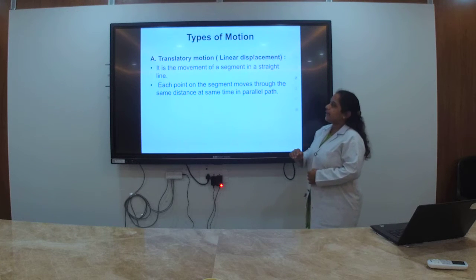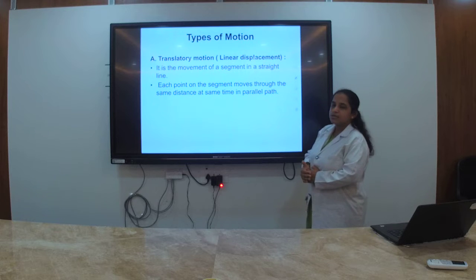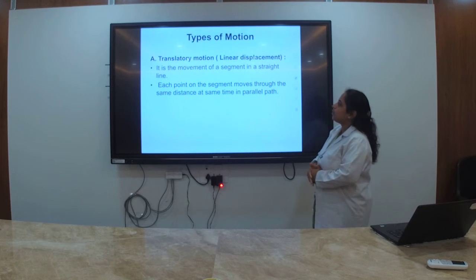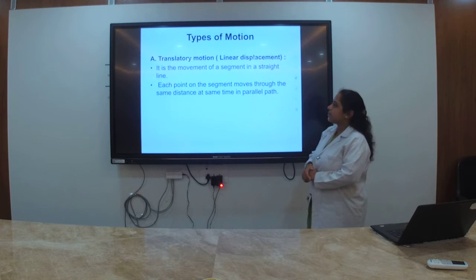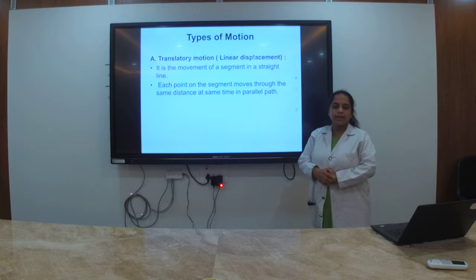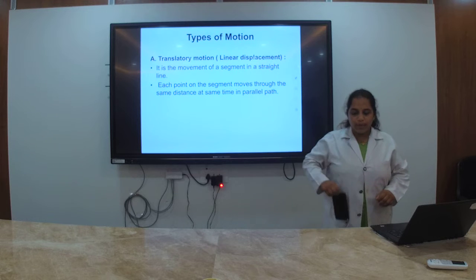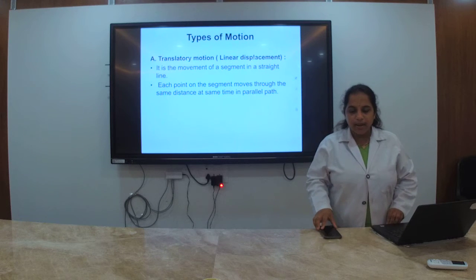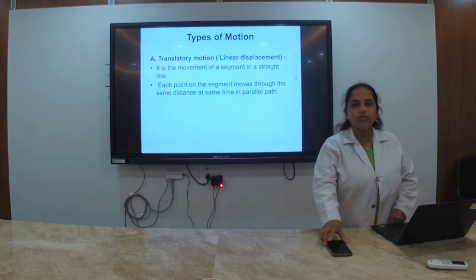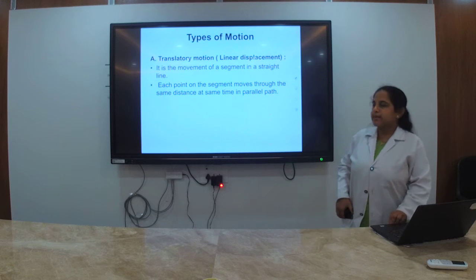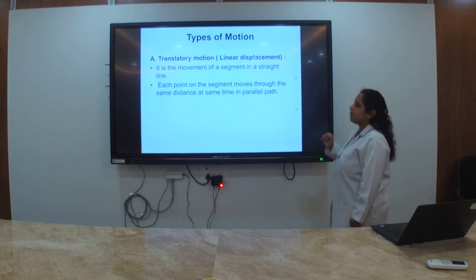There are 3 types of motion. The first one is translatory motion. Now what is translatory motion? It is the movement of a segment in a straight line. For example, a mobile is kept on the table and it is just going forward. So this is an example of translatory motion.